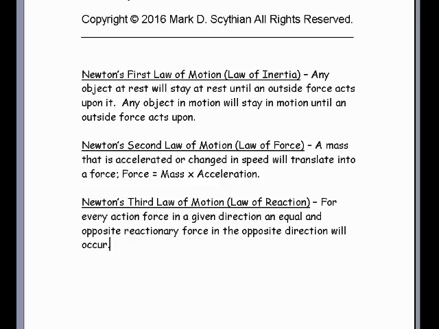Newton's second law of motion is simply the law of force, which states that a mass that is accelerated or changed in speed, either accelerated or decelerated, will translate into a force. This means force is equal to mass times acceleration. If we use the metric system, which is the most accurate way to describe Newton's second law of motion, we have 1 newton of force is equal to 1 kilogram of mass times 1 meter per second squared acceleration.